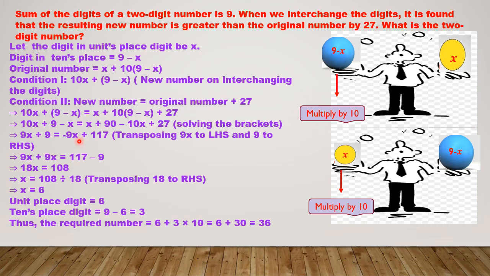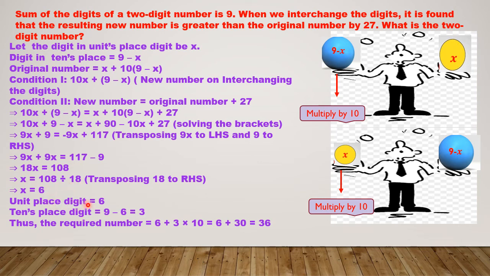So here our minus 9x is the variable which goes to LHS, it becomes plus 9x. The number plus 9 will be transposed to RHS, it will become minus 9. Both these should be done simultaneously. Now 9x plus 9x is 18x and here you get the number on the RHS is 108. One more transposing is left. You have to transpose 18 to the denominator. You will get the value of x. When you divide 108 by 18, you get 6.